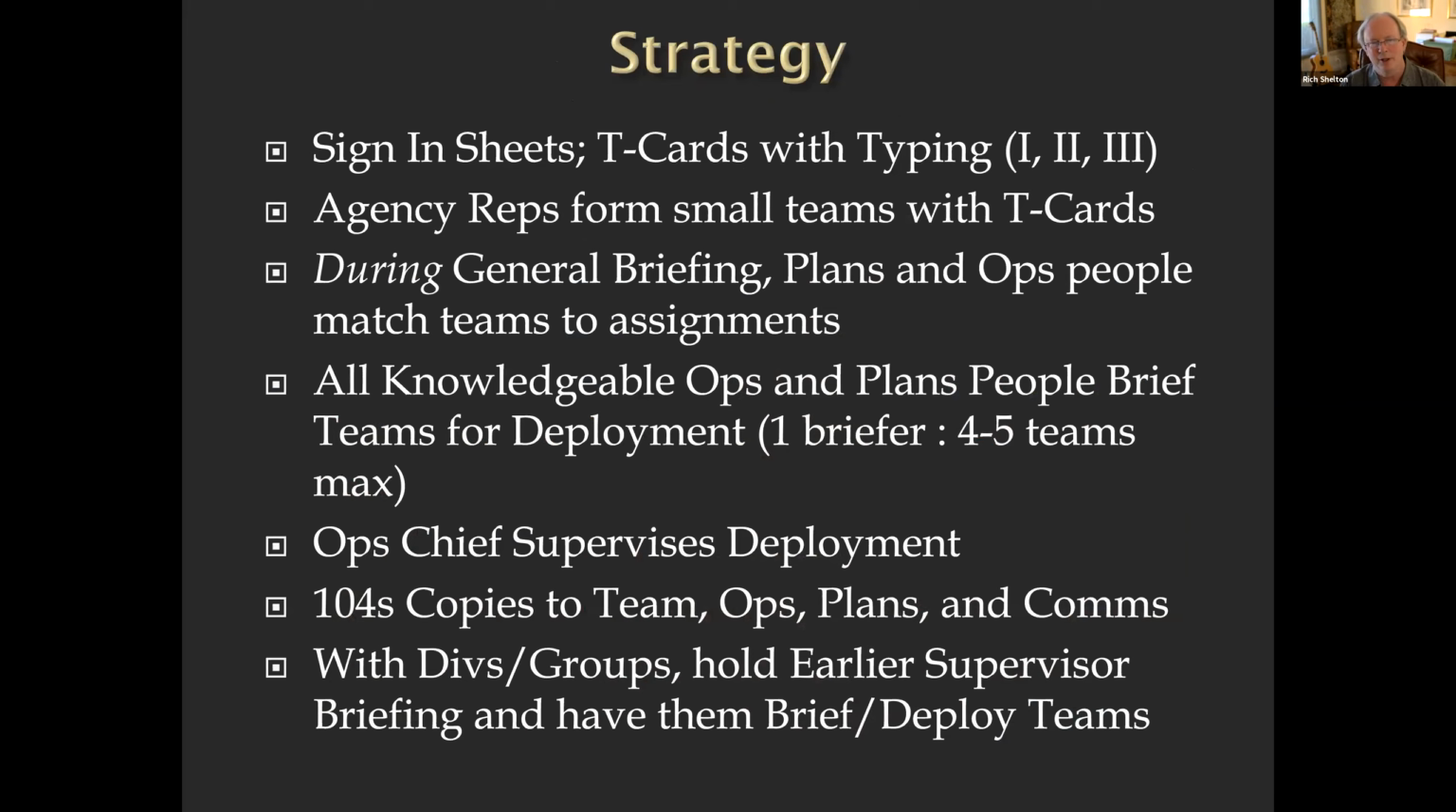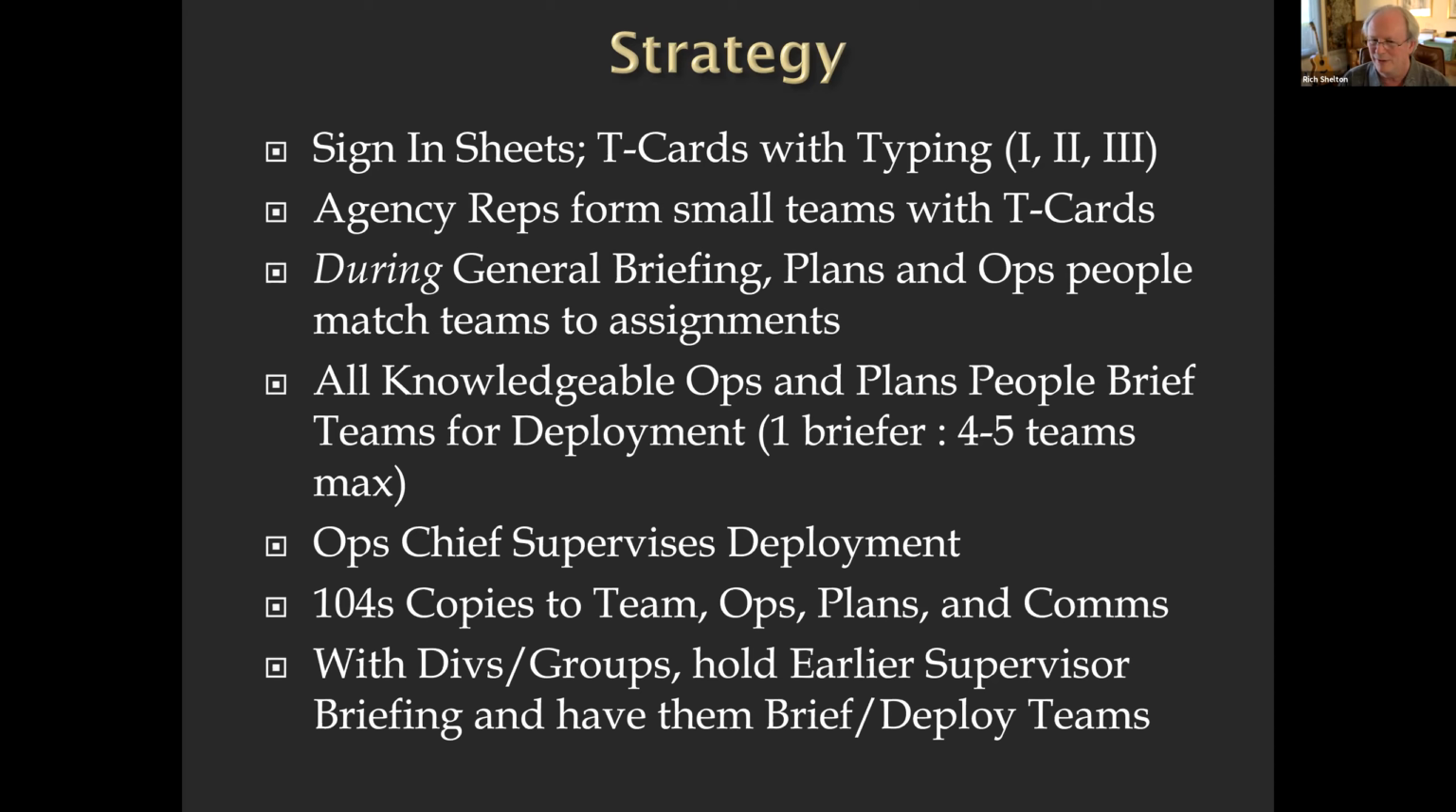So what we recommend is that you get your sign-in sheets and your T cards all set up with typing. And then the key thing, especially on a mutual aid search, is having agency reps up there in the front of the command post, identified clearly with the T cards, hopefully of their team, or at least a sheet with all their personnel for their team. And while Mike St. John's out there giving the general briefing, we're going to get all of the people that are available and free within the planning and operations group together with those agency liaisons. And we're going to try to match the teams up to assignments. So essentially, it's an all hands on deck behind the scenes effort, and it works really well.